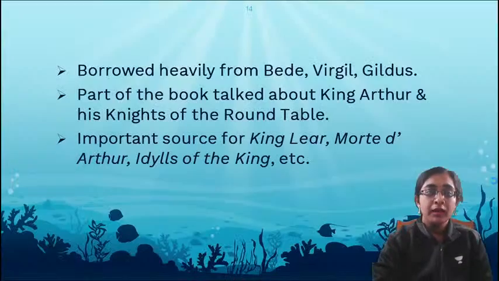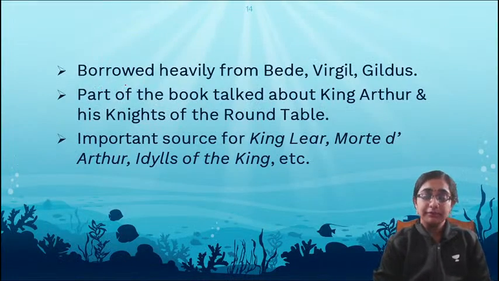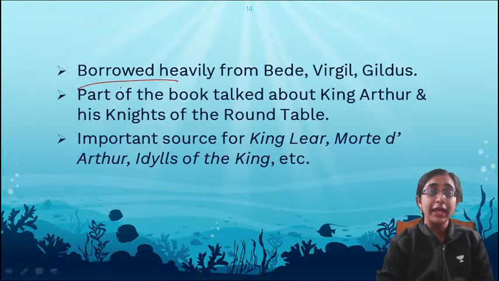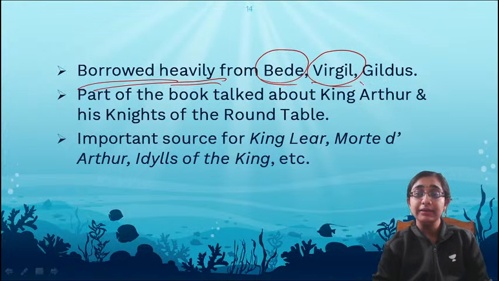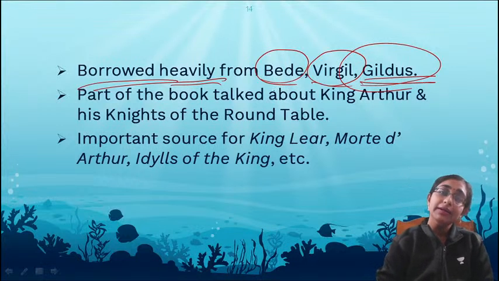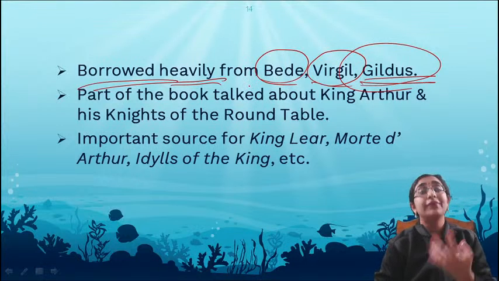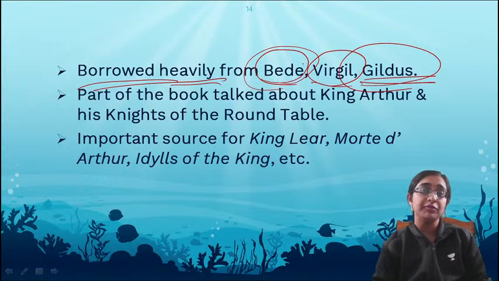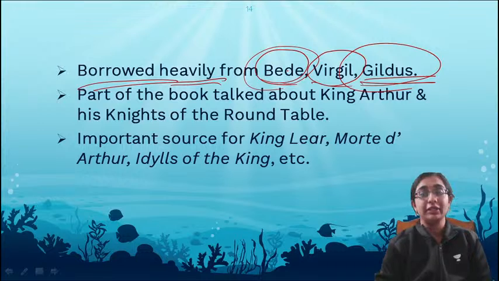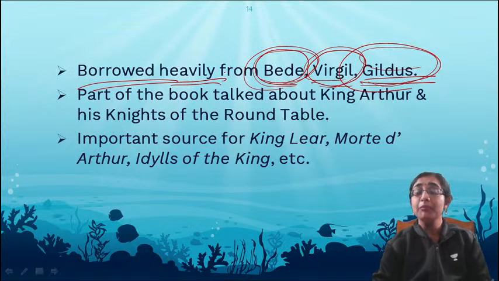Now, this work, the History of the Kings of Britain, borrowed heavily from Venerable Bede, Virgil, as I have already said, and Gildas. These are the names of the inspirers who inspired Geoffrey of Monmouth to write this work. The famous work of Venerable Bede is Ecclesiastical History of the English People, by the famous prose writer of the Anglo-Saxon age.